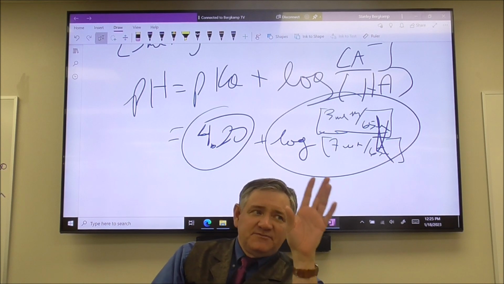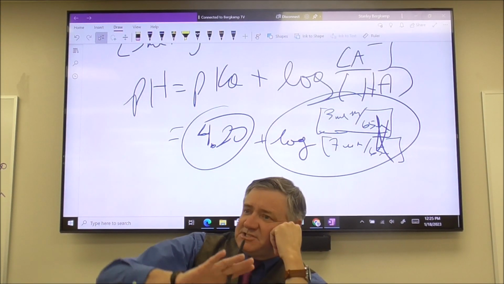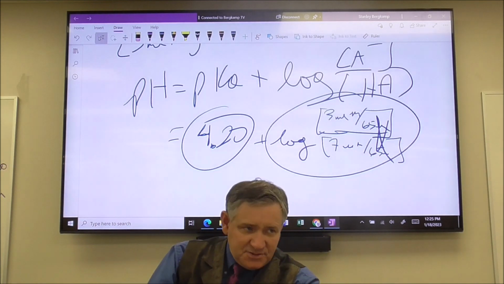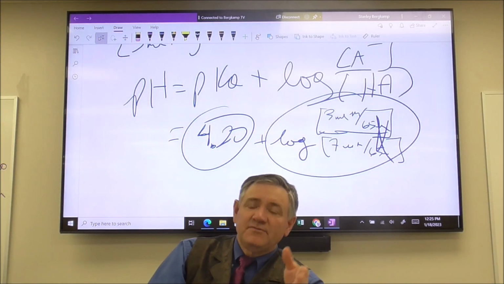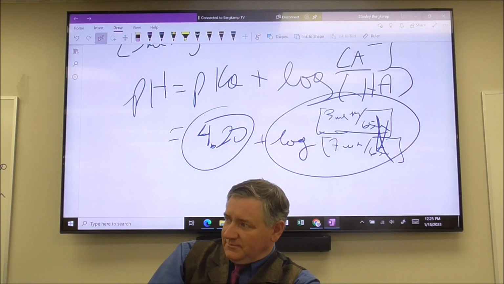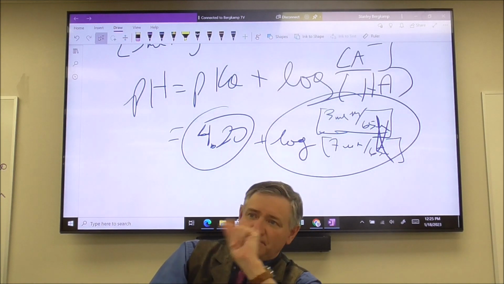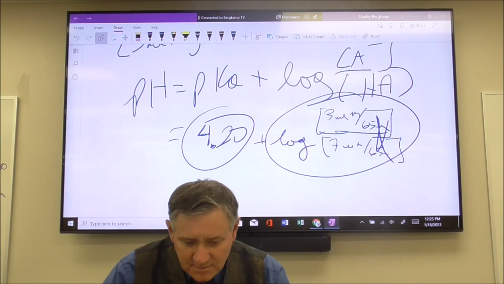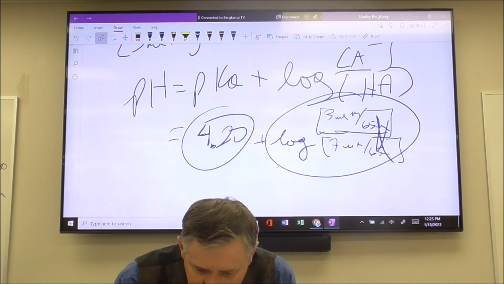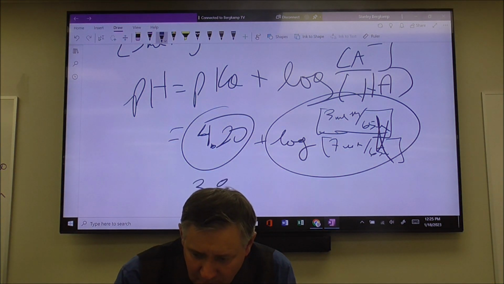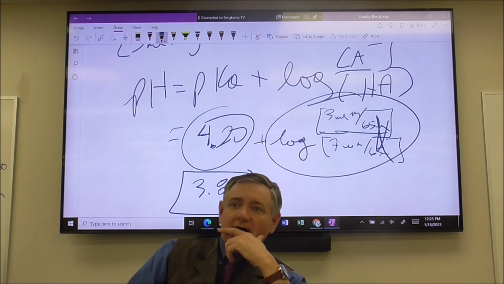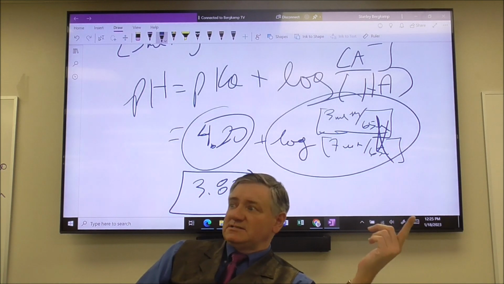Now, here's the advantage of this. This generates the pH straight up. You don't have to find the hydronium ion concentration by itself and then take the negative log of that. This is just straight up, boom, here you go, plug and chug, that's it. So if you do this right, you should get 3.83 as your pH.